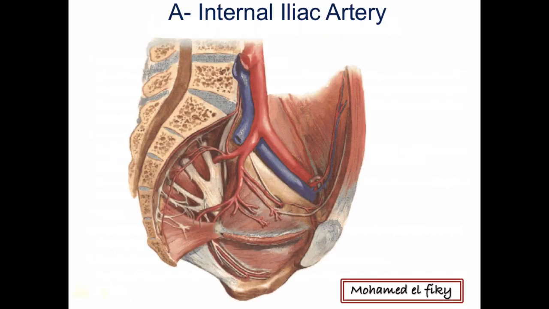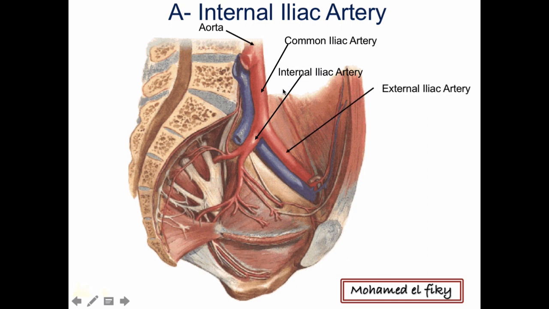Blood vessels, or blood supply of the bony pelvis. The abdominal aorta divides into two common iliac arteries. The common iliac divides into the external iliac and the internal iliac. This is the abdominal aorta, common iliac, internal iliac, external iliac. The internal iliac again divides into an anterior division and a posterior division.